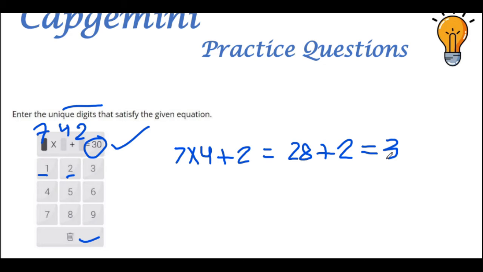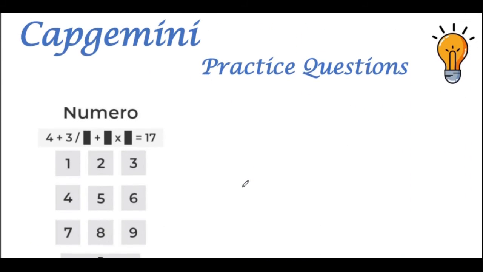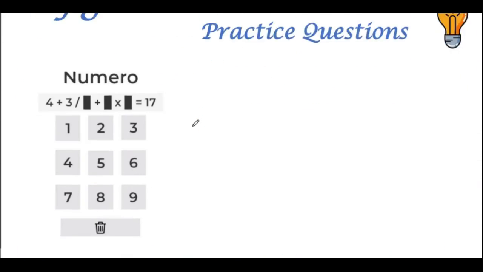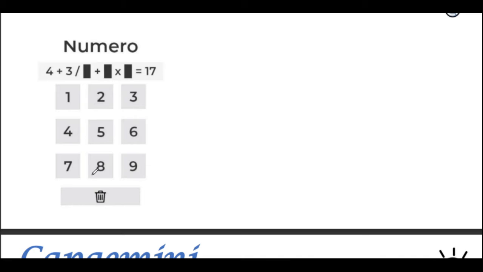So here comes 30. In this way, some equation will be given. As an idea, I want to tell you that we have to solve some equation here by choosing these numbers, and the condition is unique digits. So 7, 4 and 2, all these three are unique digits. Now coming to the next category, which is the same numero category. It's a similar kind of situation. Again we have to choose some options here, here and here, which will give 17 as the output. We can choose several options.